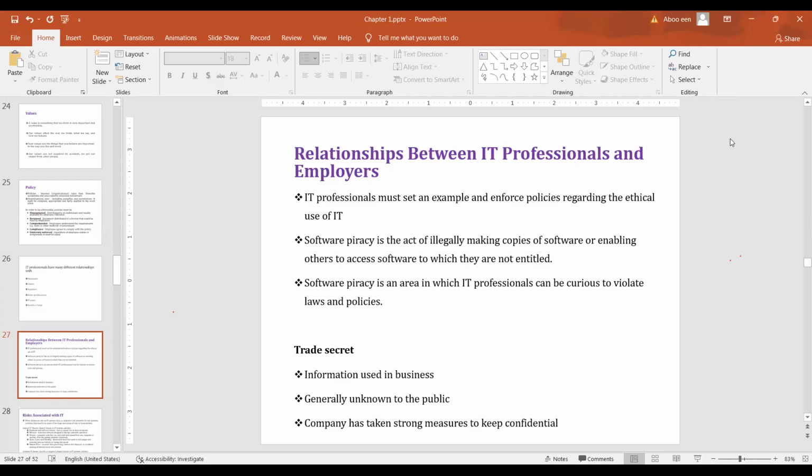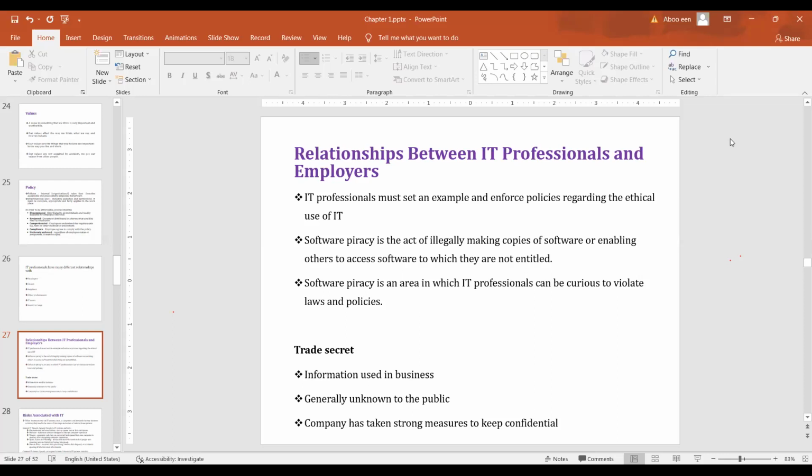Here, IT professionals are very much interested in doing this kind of thing, as they may have expert knowledge or IT skills, and they are good at hacking and algorithms. So they may alter the particular software, or they may make duplicate copies, or they may distribute it.